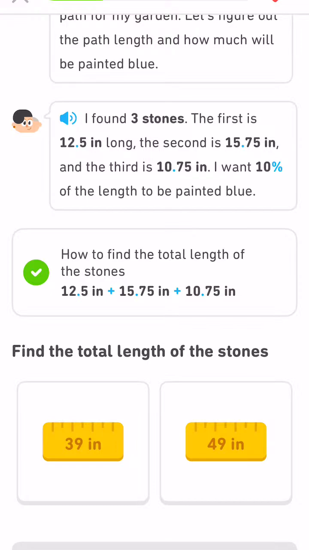Okay, so let's actually add the total length. So we have 12.5, we have 15.75, and then we have 10.75. Am I a genius?